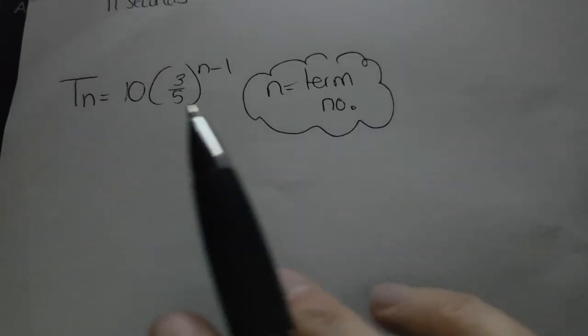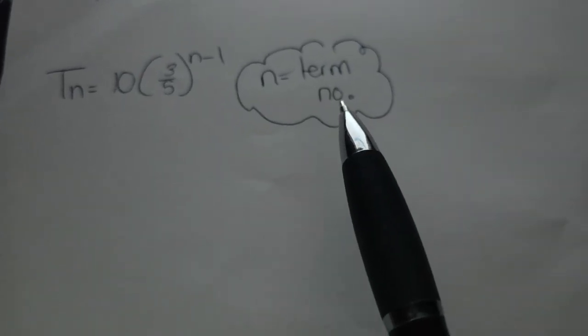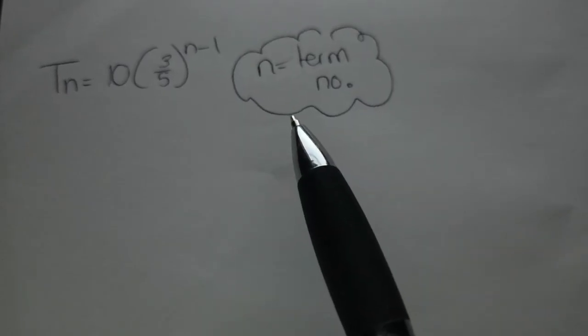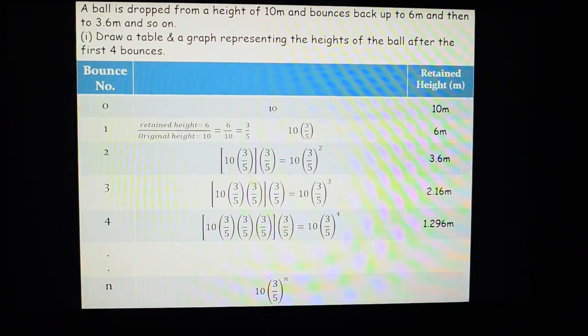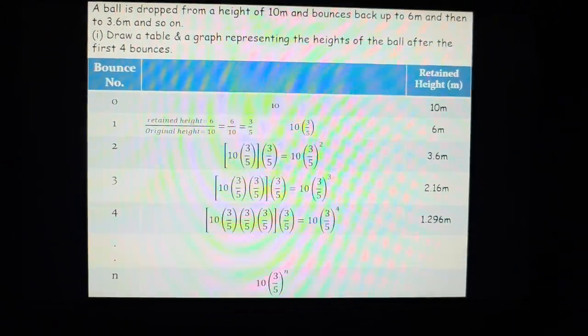Okay, so it would just look like that instead. So remember, the term number is one more than the number of bounces. So term 5 would mean it's the 4th bounce. Term 20 would mean it's the 19th bounce. And it doesn't matter which T of n formula you give as long as you label what n represents in the question. Okay.